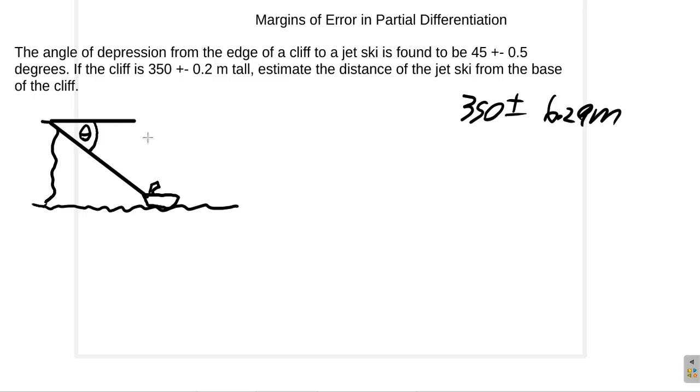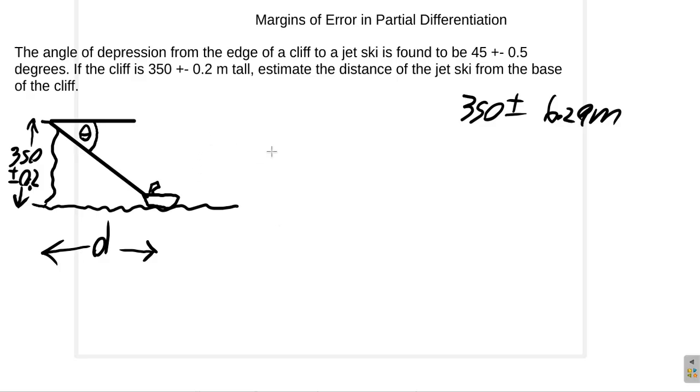The cliff is 350 meters tall plus or minus 0.2 meters tall. Alright? Now, estimate the distance. Let's call it x. Or could you say d? D for distance. Let's estimate the distance of the cliff from the jet ski. Okay.